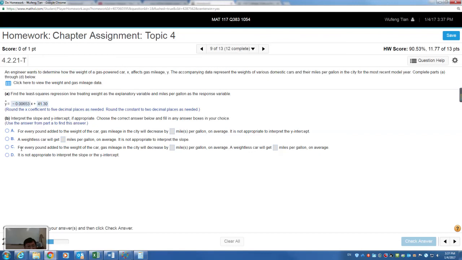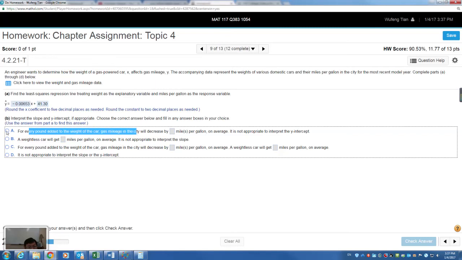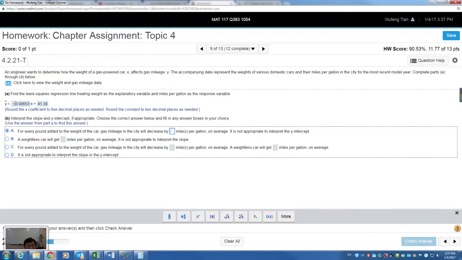Interpret the slope and the y-intercept, choose the correct answer on the page. Okay. So for every pound added to the weight, you can choose this one. For every pound added on the weight of the car, gas mileage in the city will decrease by this number.